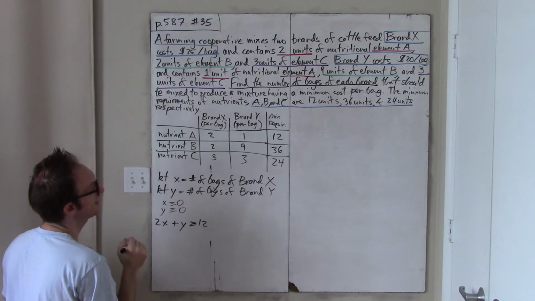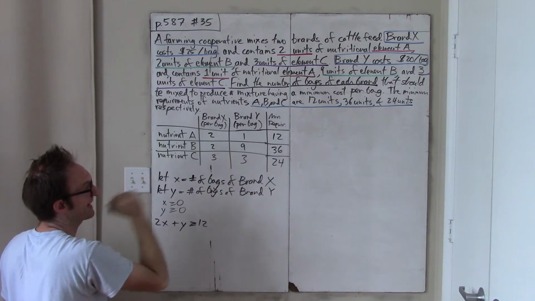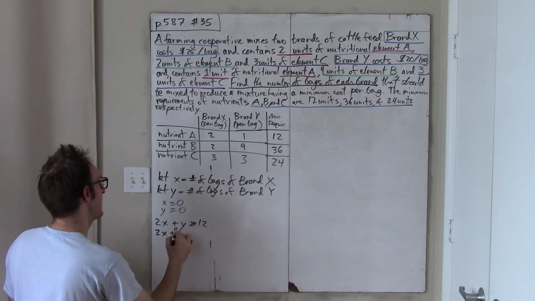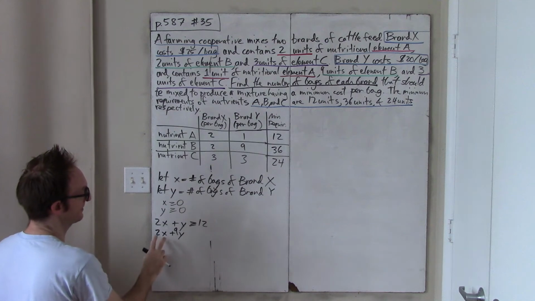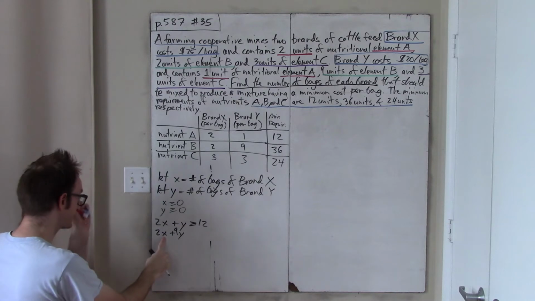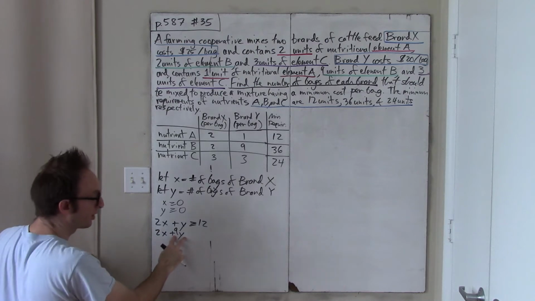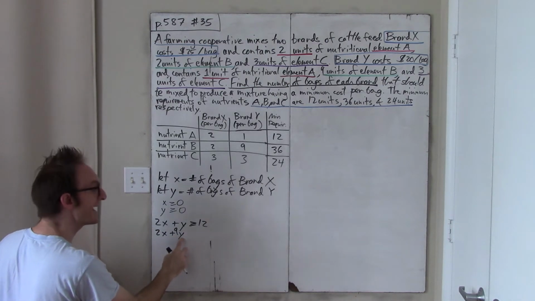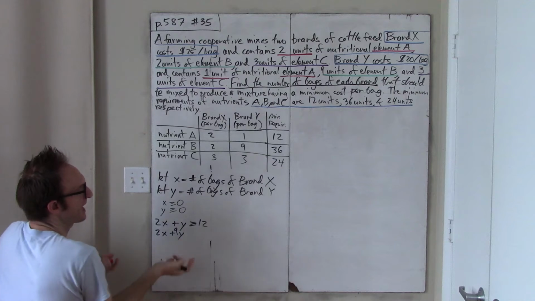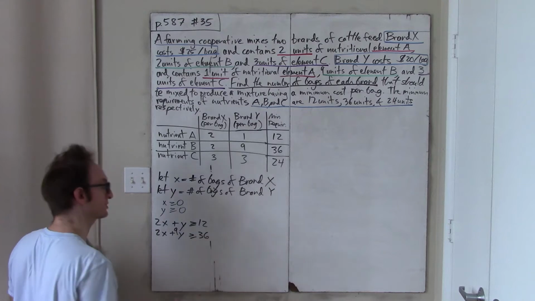Moving on to nutrient B, I get 2 units of nutrient B per bag of X and 9 units per bag of Y. So if I multiply x by 2 and y by 9, then 2x represents the number of units of nutrient B I get using x bags of brand X, and 9y represents the total units of nutrient B that I get from using y bags of brand Y, because I'm getting 9 per bag. It's that which added together has to meet the minimum threshold of 36.